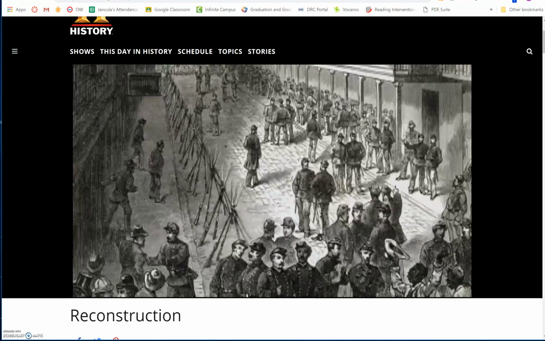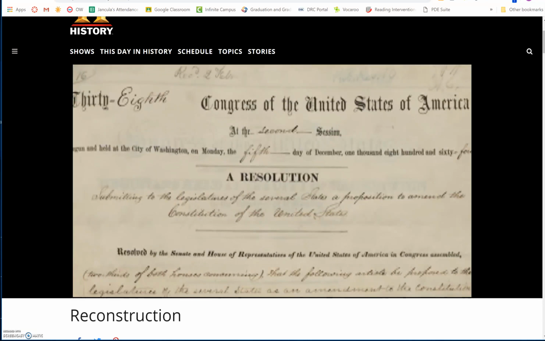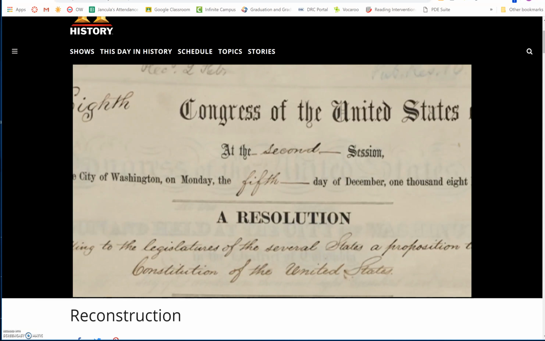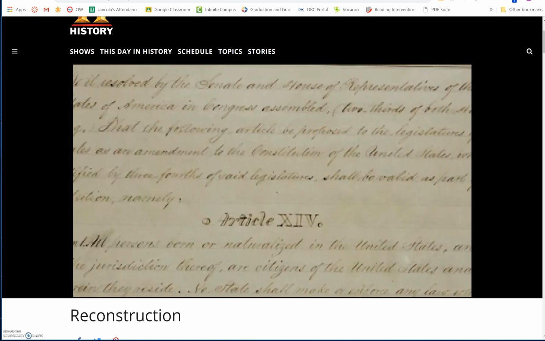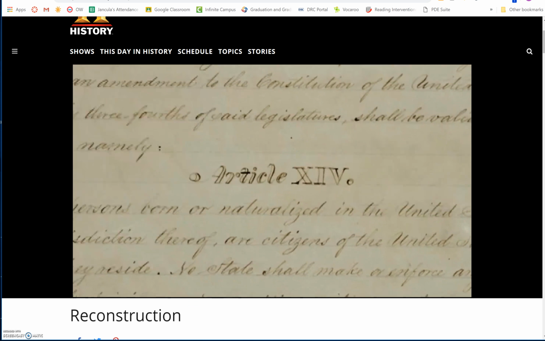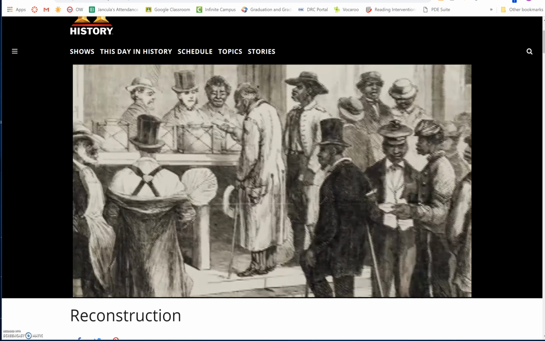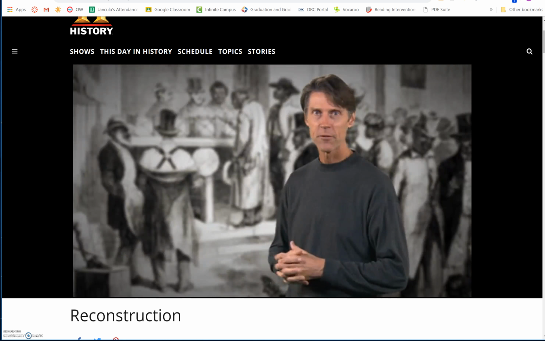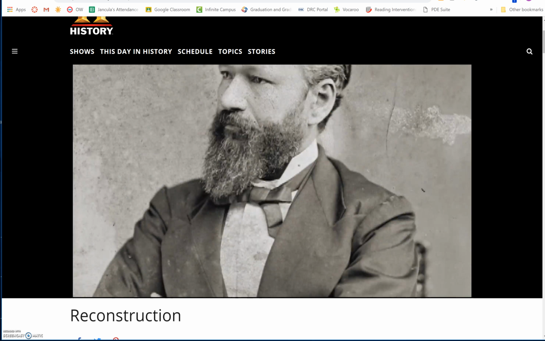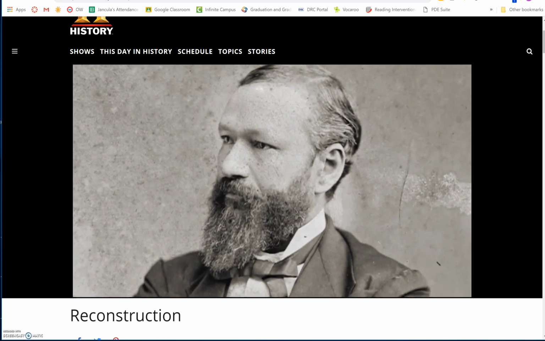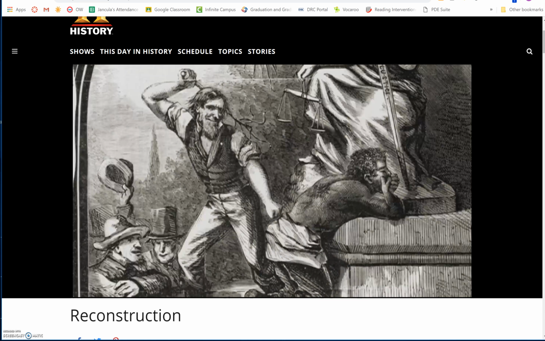The U.S. government sends the Army to occupy the South and passes 3 historic amendments to the Constitution. The 13th Amendment abolishes slavery in the United States. The 14th Amendment grants birthright citizenship to freed slaves. And the 15th Amendment provides freed slaves with the right to vote. One of the striking things about Reconstruction is how within a very short time, after the end of slavery, Southern states were electing black officials. They were electing governors, they were electing members of Congress, they were electing local officials.